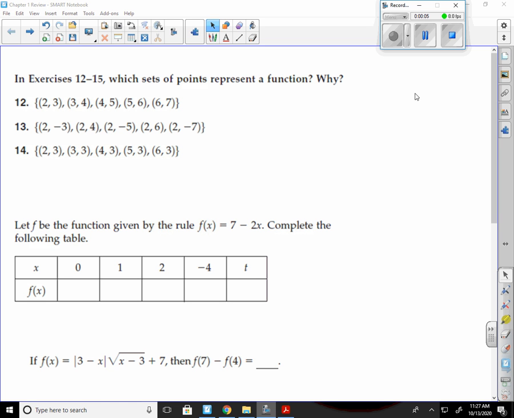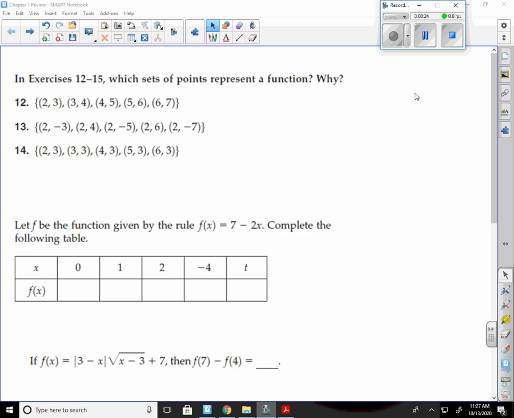All right, guys, this is your comprehensive review for Chapter 1 here. As we look at this, we can tell just about everything that's going to be on the test. So let's look at this first set of questions. Which set of points represents a function and why?